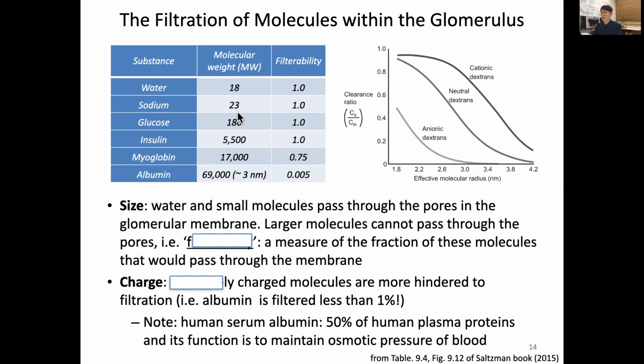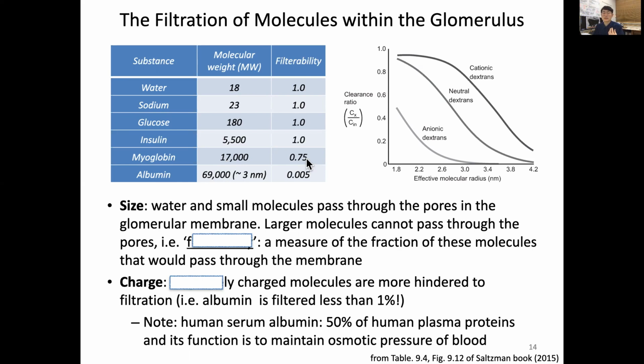Sodium has a molecular weight of 23, that's perfectly filtered, which means the concentration in and out through this glomerulus is the same. And what about glucose, which is very important for us, it's also filtered out. Insulin has about 5.5 kilodalton, and it's still small enough, its filterability is 1. And myoglobin is a hemoglobin-like element, especially in our muscle, to keep and deliver oxygen, which is about 17 kilodalton. Now it gets bigger, and the filterability is not 100%, about 75%.